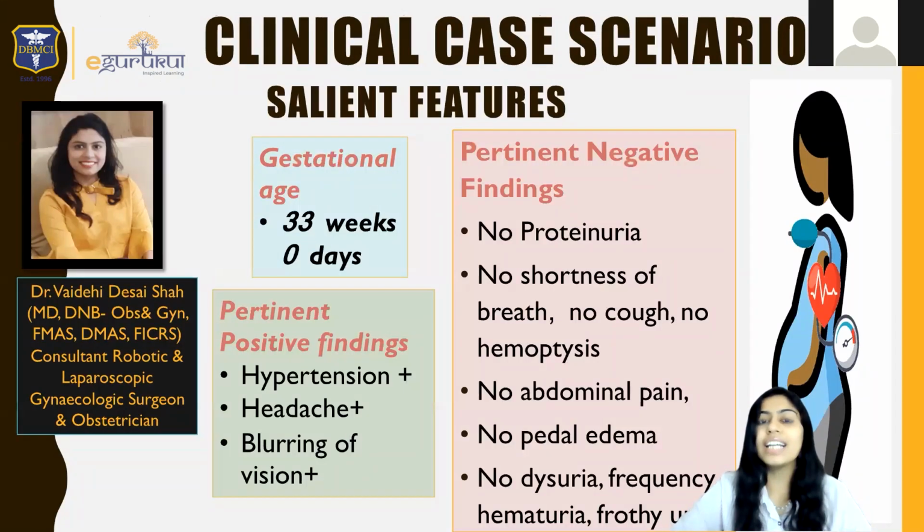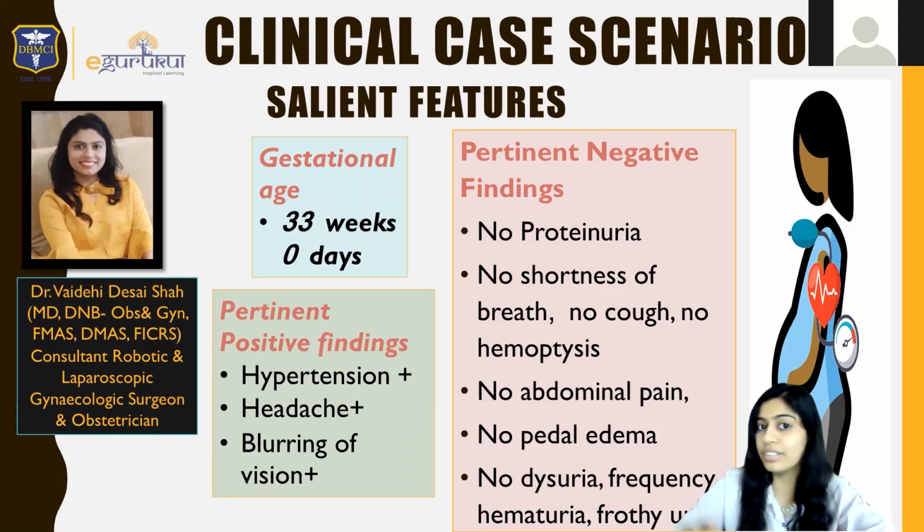So what are the salient features of our case? The salient features are that she has a gestational age of 33 weeks and 0 days. The pertinent positive findings that we have are hypertension, headache, and blurring of vision. All right. And what are the pertinent negative findings in our case? That is no proteinuria, no shortness of breath, no cough, no hemoptysis.